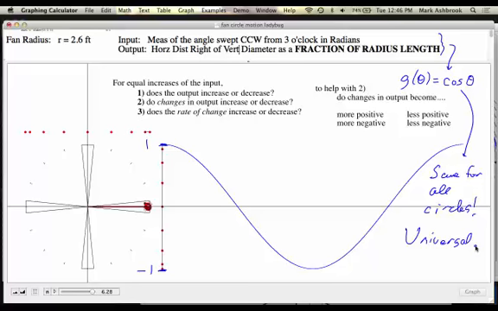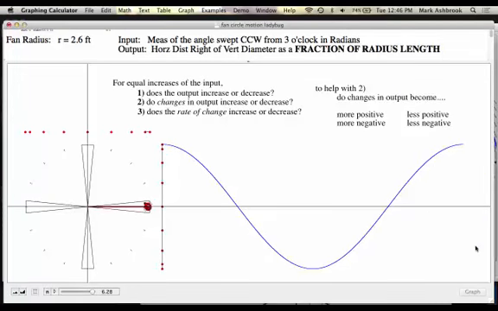Okay, so now if we want to talk about the fan, we said this was in fraction of a radius, this value is 1. As a fraction of a radius, the least value is -1. But what if we want to talk about the fan, and instead we want the horizontal distance in feet? So what was the radius of our fan? It was 2.6 feet.